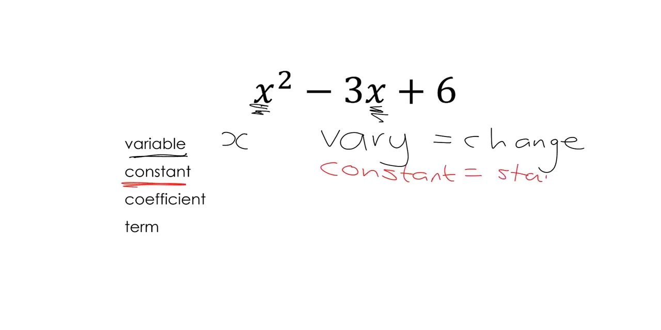Then, in contrast to the variable, we have the constant. It is something that stays the same. So the thing here that stays the same and can't change is the number 6.